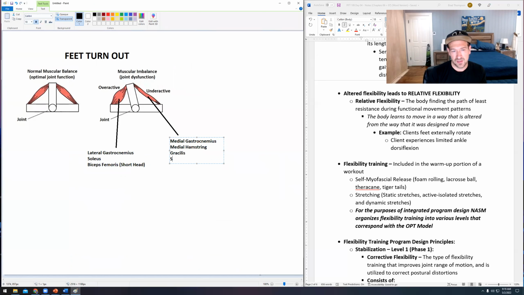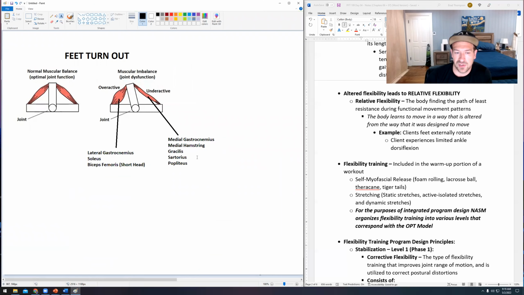The gracilis, sartorius, and popliteus. These are all sort of underactive. These are muscles that aren't contracting enough. We're mostly looking at overactive stuff today because we're talking about flexibility, and we stretch out our overactive stuff. But there we go. This is what we're seeing in a client whose feet turn out.